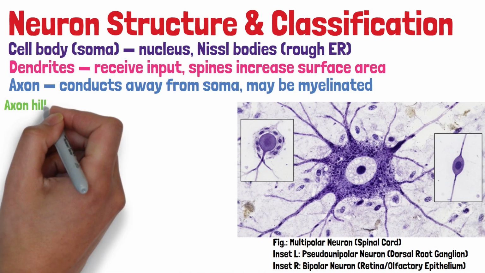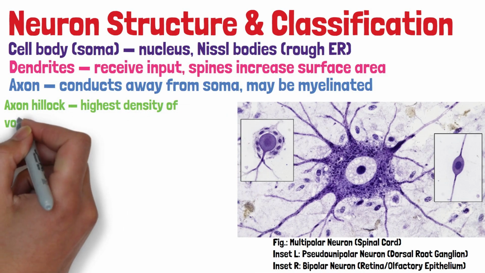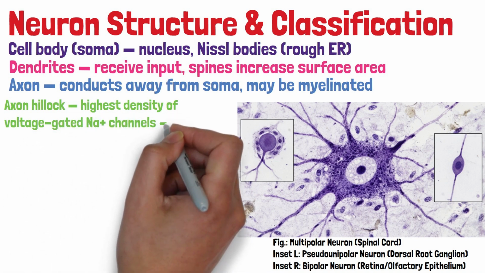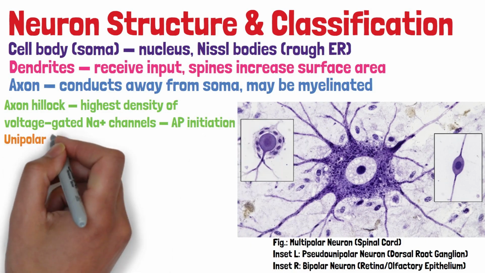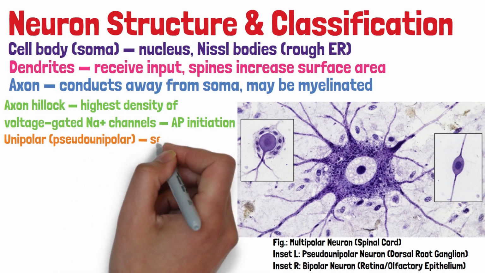And the axon hillock deserves special attention. It's where the action potential actually starts, because it has the highest density of voltage-gated sodium channels of any part of the neuron. By shape, unipolar neurons have a single process, technically pseudo-unipolar in vertebrates, and you'll find them in sensory ganglia.